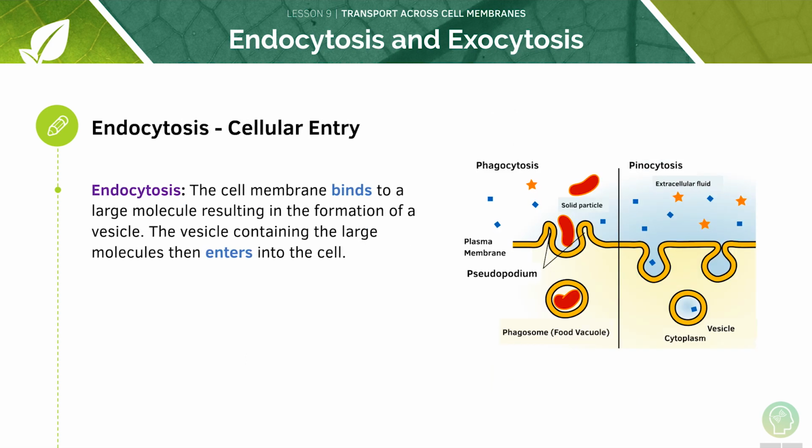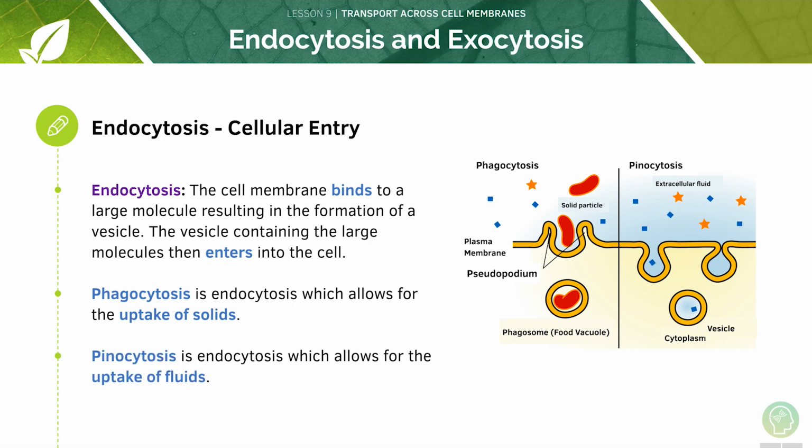Endocytosis is when the cell membrane binds to a large molecule, resulting in the formation of a vesicle. The vesicle contains the large molecules, and this will enter the cell. Phagocytosis is endocytosis, which allows for the uptake of solids, whilst pinocytosis is endocytosis, which allows for the uptake of fluids.